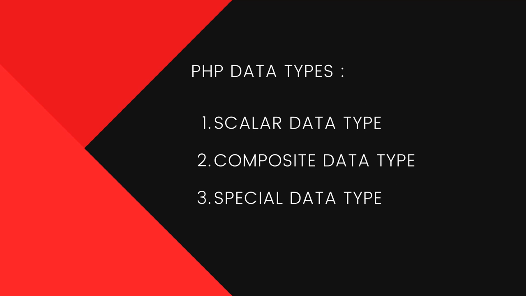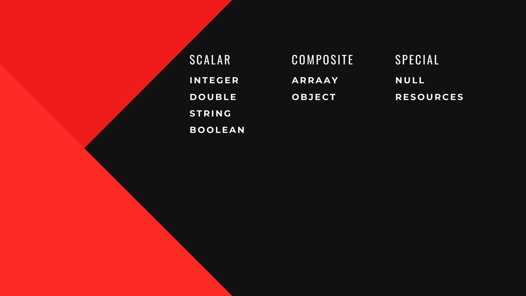Now PHP data types are mainly divided into three types, named scalar data types, composite data types, and special data types. Integer, double, string, and boolean are considered scalar data types, whereas array and object are considered composite data types, and null and resource are considered special data types. In total, there are 8 data types in PHP.